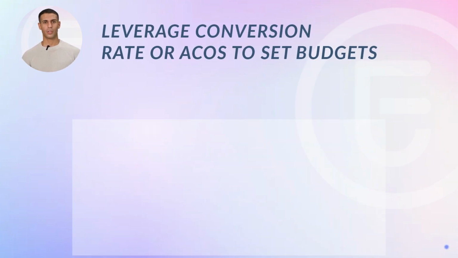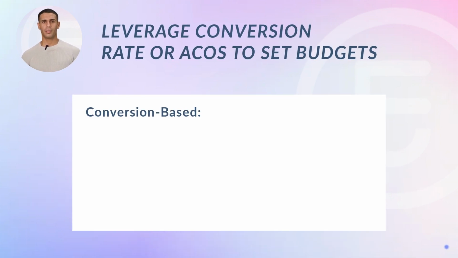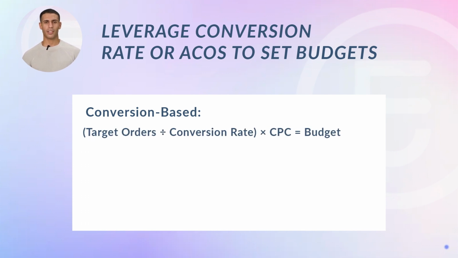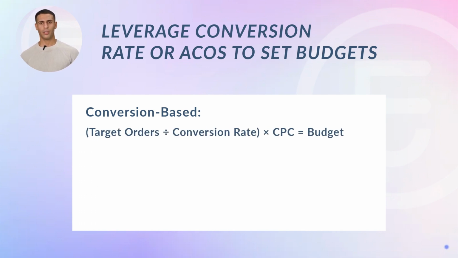You can also set your budget based on conversion rate. Start by estimating the number of clicks needed to hit your sales target. Divide your target orders by your average conversion rate. Then multiply that number by your CPC to calculate your required ad spend. This method keeps your budget aligned with realistic sales volumes.